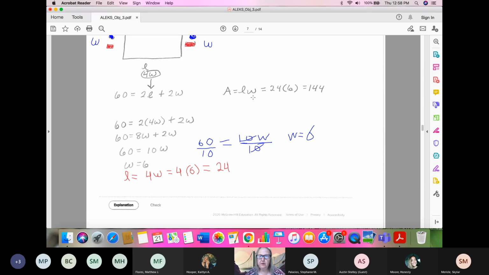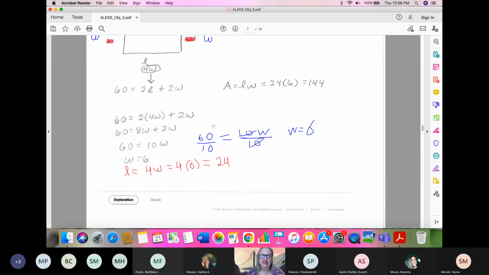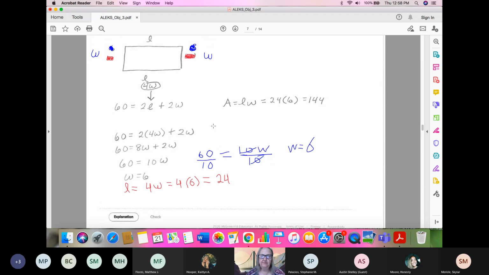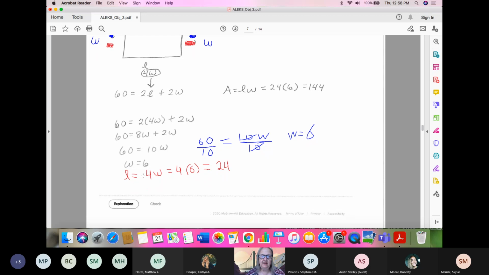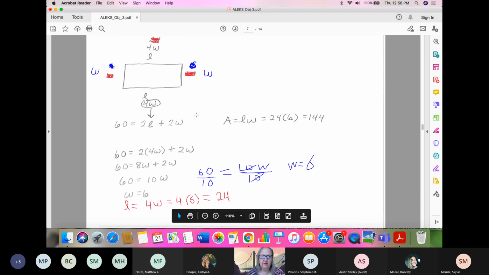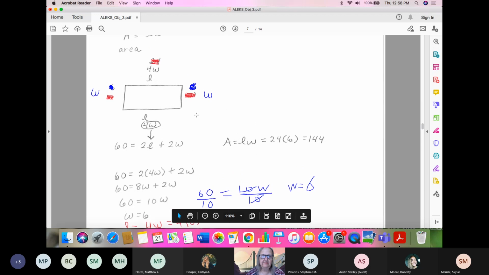So area equals length times width. So that's equal to, and we might need to find one of these. Oh yeah, we need to find the length. How do we find the length? Let's find the length. So we want to figure out how to find the length.